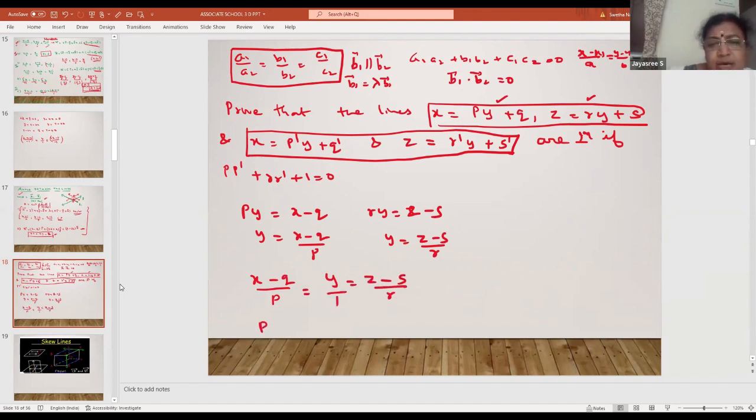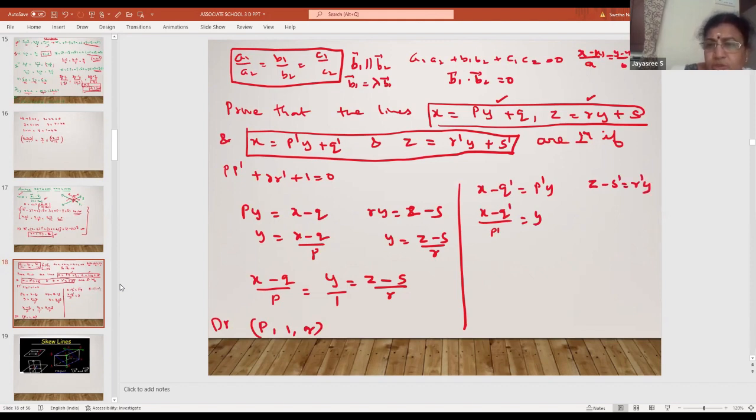So the direction ratios are p, 1, r. Again, the other equation also we do in the same way. x minus q dash is equal to p dash y, so x minus q dash by p dash is equal to y. And the next equation is z minus s dash is equal to r dash y, so z minus s dash by r dash is equal to y. So equating x minus q dash by p dash equal to y equal to z minus s dash by r dash, the direction ratios are p dash, 1 and r dash.